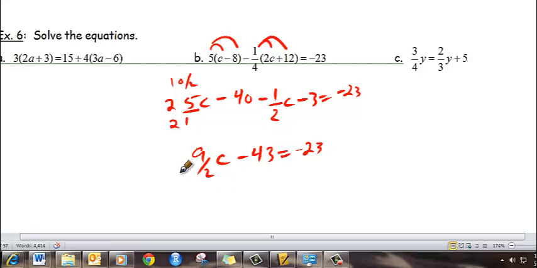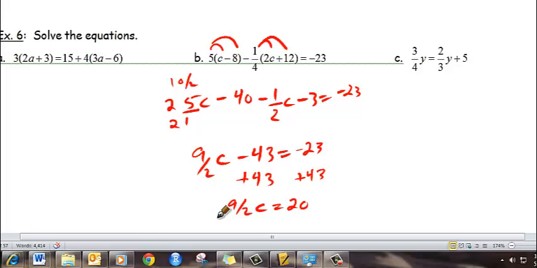And then we have our c's on the left, so we put our numbers on the right. And you get 9 halves c equal to 43 minus 23 would be 20. You notice that I'm doing that in either order. So -23 plus 43 is the same as 43 minus 23. Alright, we want to get rid of a fraction.